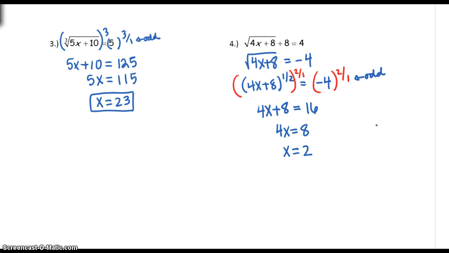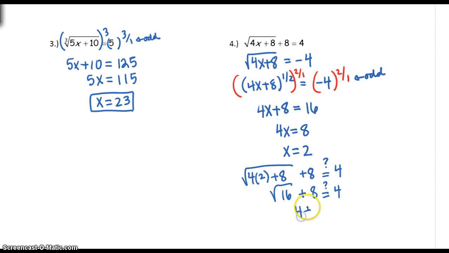All right? Now, you should be checking your answers. Remember, the other 2 I said worked, but you definitely should be checking your answers here because what happens? I'm going to go ahead and check it the long way and show you what happens. So we've got 4 times 2 plus 8, and we want to know, does that equal 4? Well, 4 times 2 is 8, and 8 plus 8 is 16. So is the square root of 16 plus 8 equal to 4? Is 4 plus 8 equal to 4?